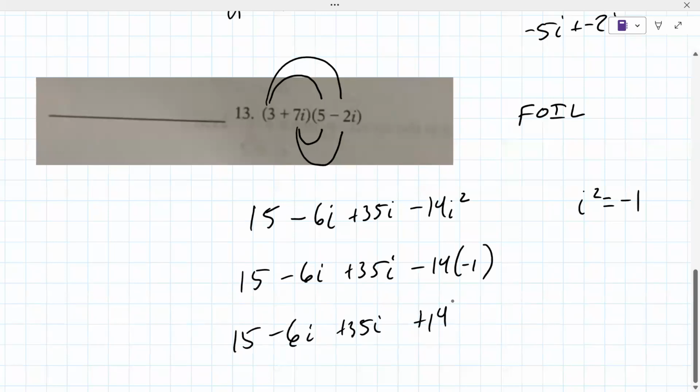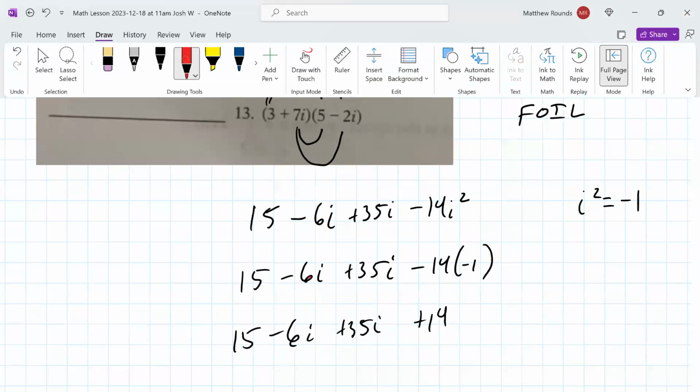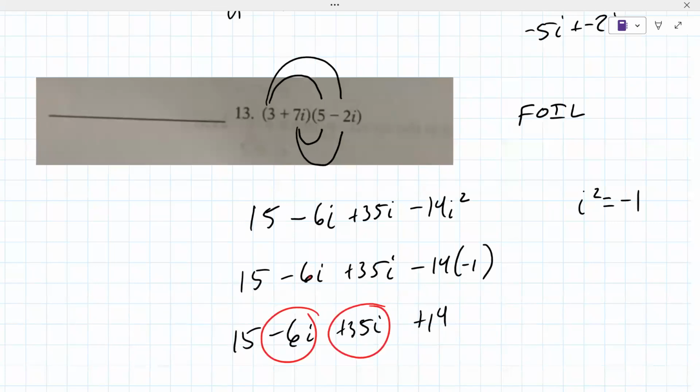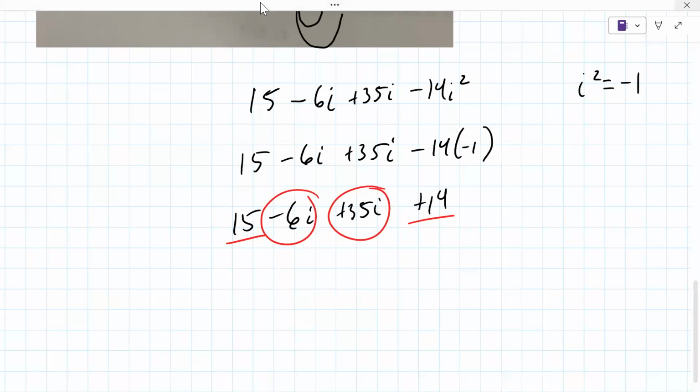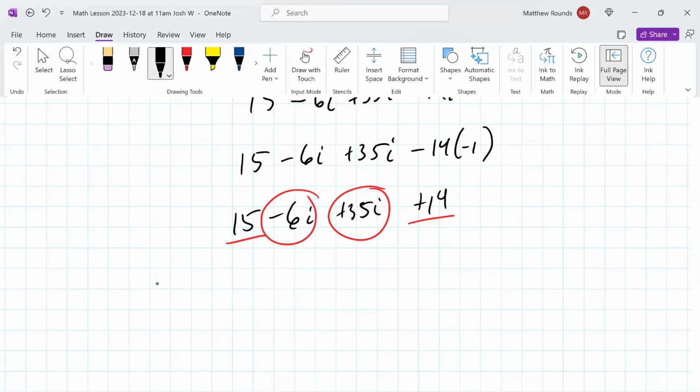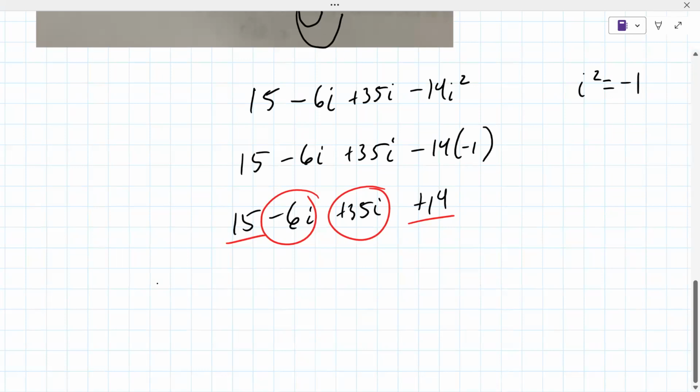I see 6i and 35i. Negative 6i, though. Negative 6i, okay. Then 15 and 14, since they're both non-i terms. Okay, so combine those. Tell me what you come up with. 15, 14.